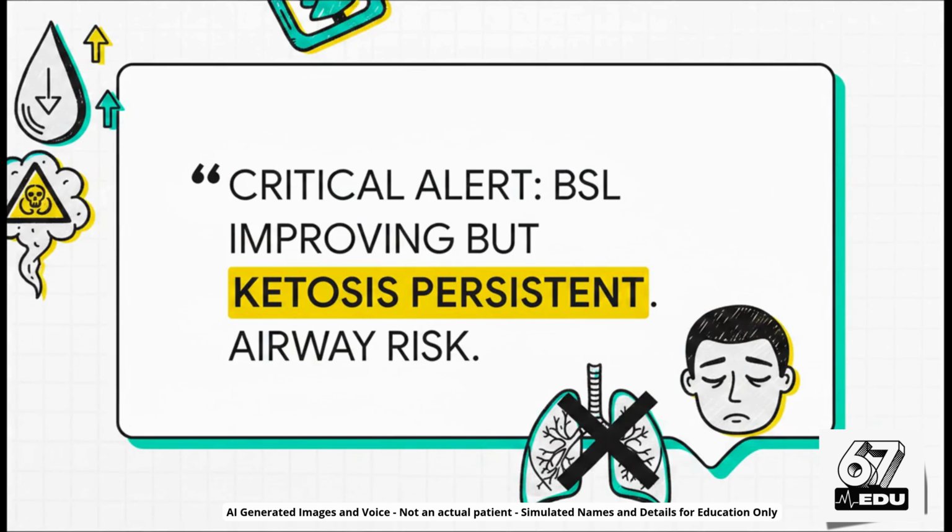And this quote right out of the simulation file hits the nail on the head. Critical alert. BSL improving, but ketosis persistent. Airway risk. We absolutely cannot be fooled into a false sense of security just because of an improving blood sugar when this dangerous ketosis is sticking around. Chloe's getting lethargic, and you know what that means. She's losing the ability to protect her own airway.